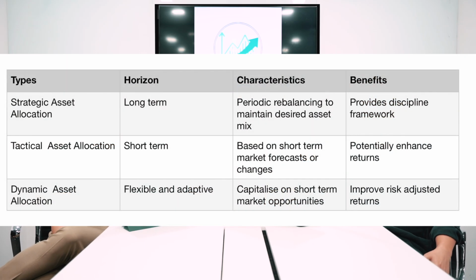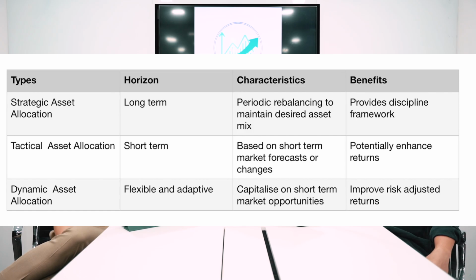There are basically 3 different kinds of asset allocation strategies. The first one is strategic asset allocation. It's a long-term approach to portfolio construction that involves setting target allocations for various asset classes based on the investor's risk tolerance, investment goals, and time horizon. Its main characteristic is to provide a balance between risk and return over the long term, and it typically involves periodic rebalancing to maintain the desired asset mix.